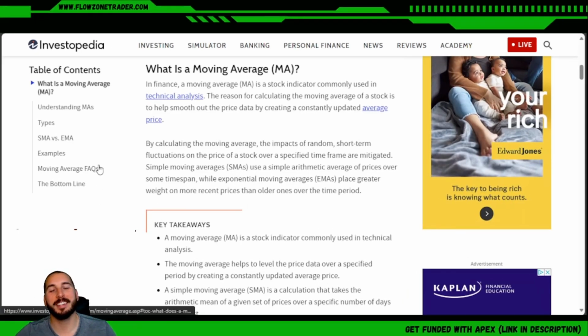So what is a moving average? Simply put, it is an indicator that you can place on your chart to help you identify and understand trend, and it's commonly used with technical analysis. The reason for calculating the moving average of a stock is to help smooth out price action. So instead of having to look at all the up, down, close candles on a lower time frame, a moving average simply smooths this price action out and helps you identify trend.